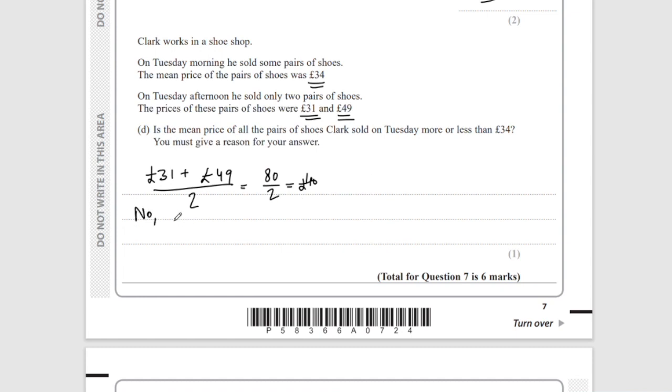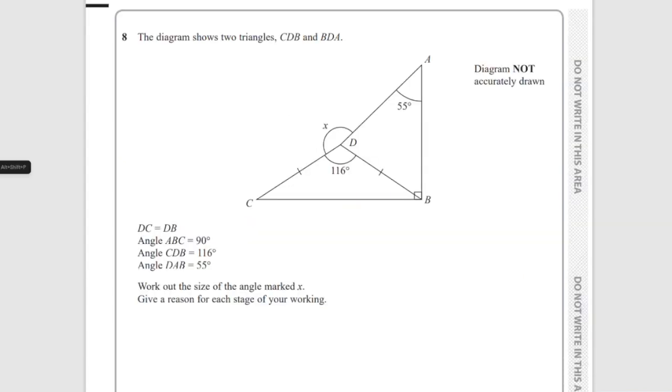And you have to explain that the mean price, or the average, of those two pairs of shoes, or just write it in detail, is £40, not 34. Anyways, let's move on to the next question.